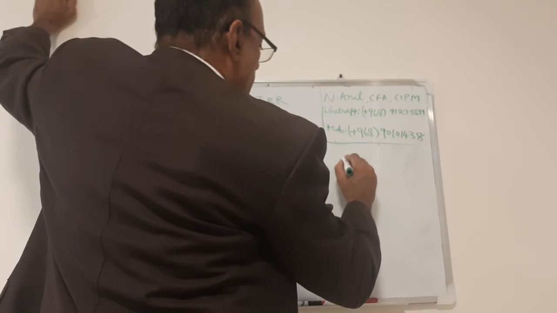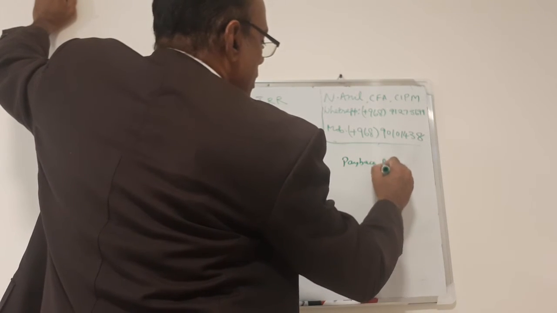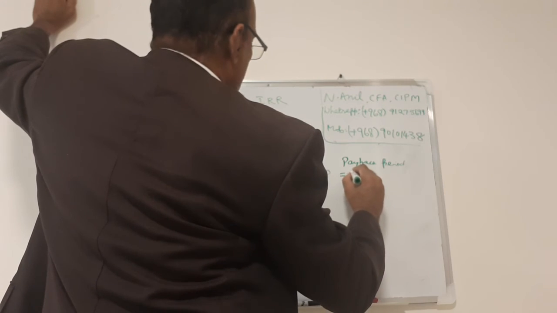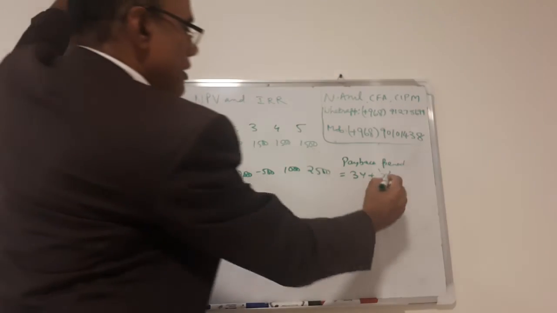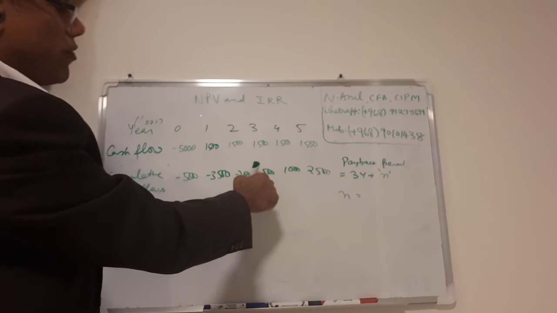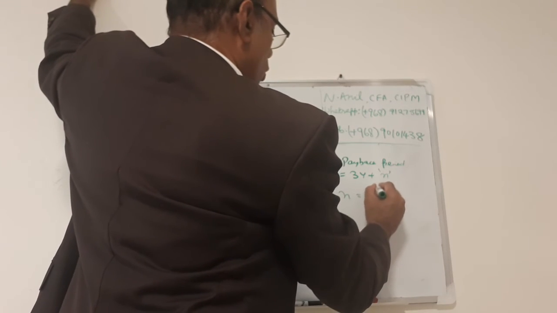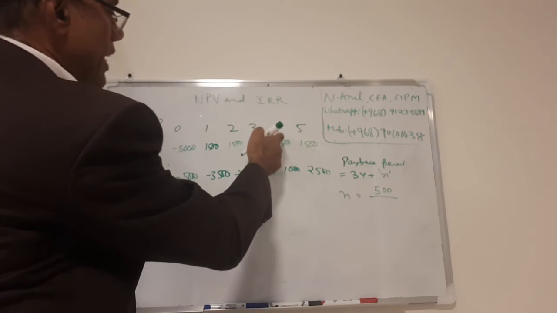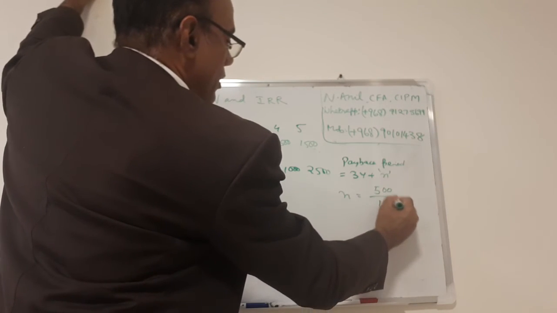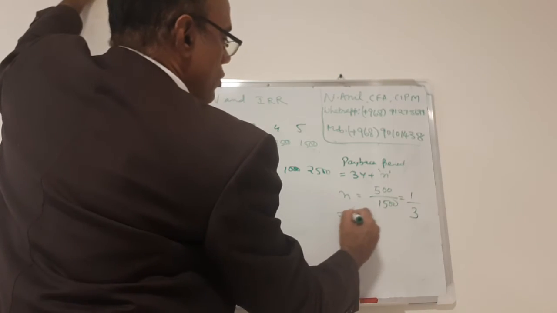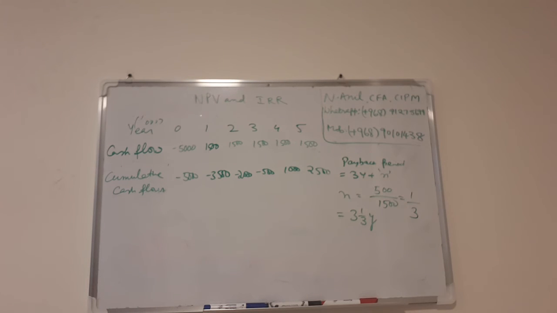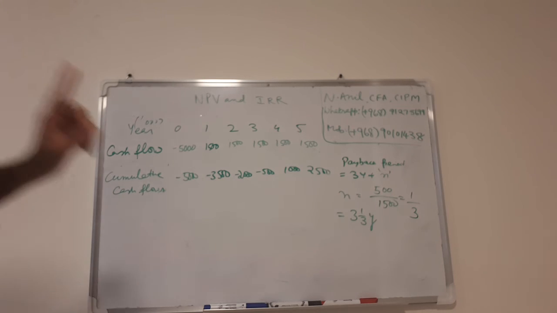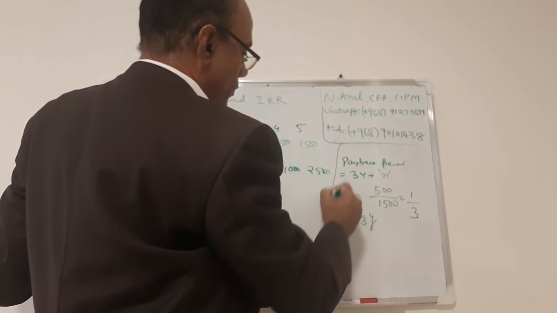So what is the payback period? It is equal to 3 years plus some n. Now this n is like this. Now this minus 500 should become 0. So it has to go up by 500, divided by the next period's cash flow, that is 1500. So 1/3. So the payback period of this particular project is 3 1/3 years.